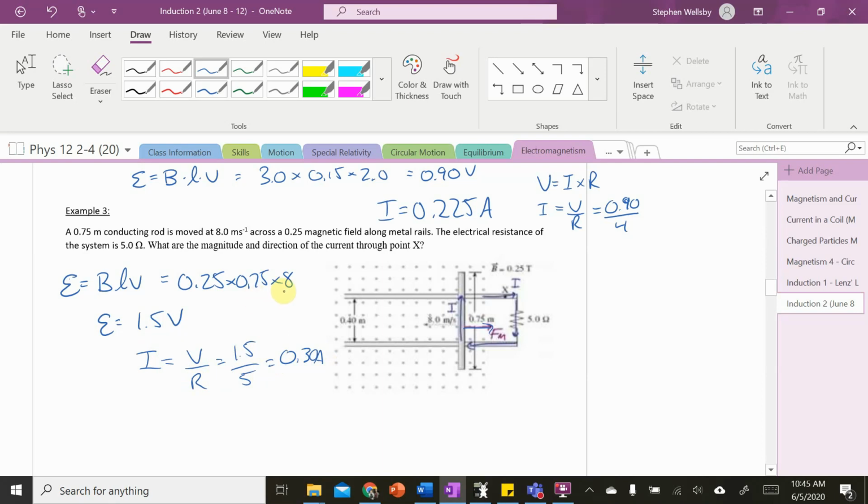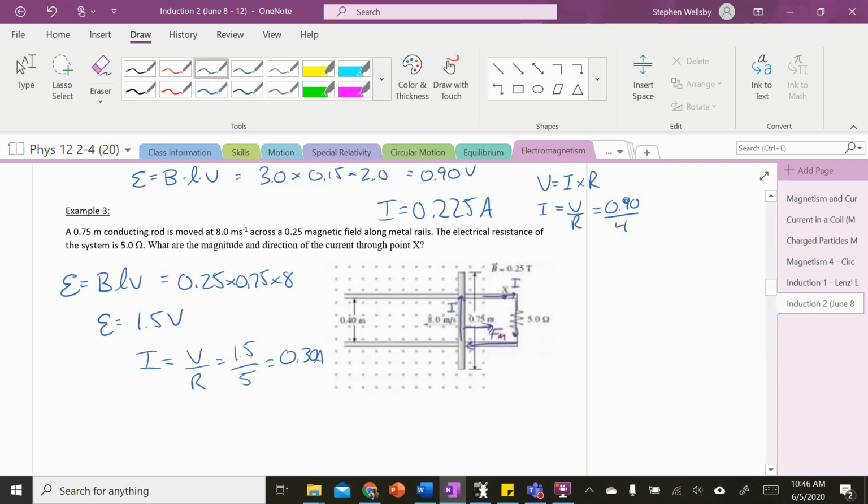So 0.75 times 8 is 6. A quarter of 6 is going to be 1.5. 1.5 divided by 5, right here, is 0.3. Yeah, okay, so that is correct. That's the current. Now what about the direction through X?